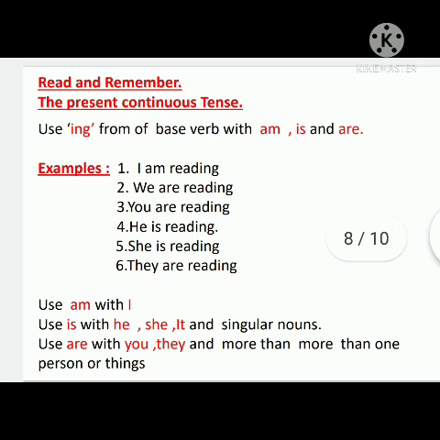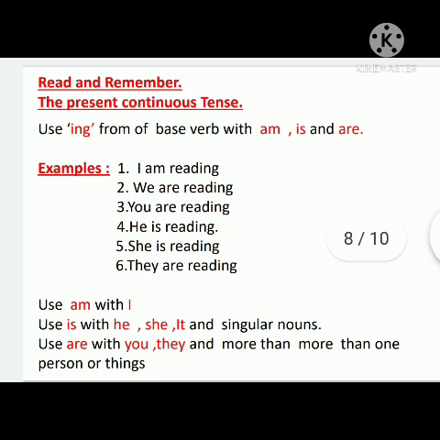In the present continuous tense, we compulsorily use am, is, are. That is very compulsory in the present continuous tense, and adding ing is also compulsory. In present continuous tense, we have to add ing. Ing, it's a must. So how do we have to form a sentence in the present continuous tense?